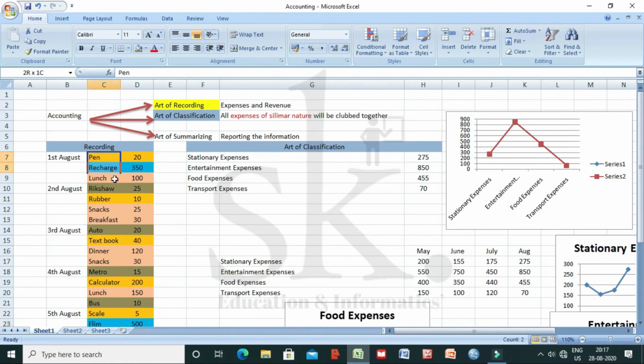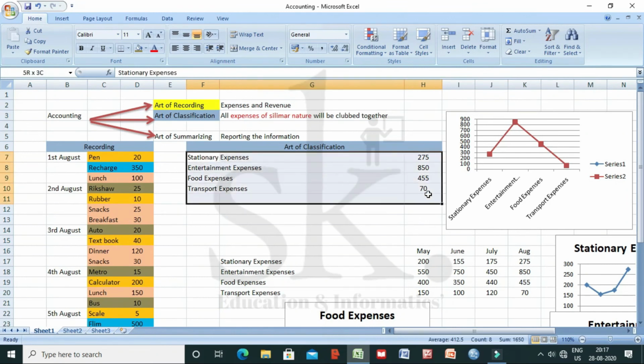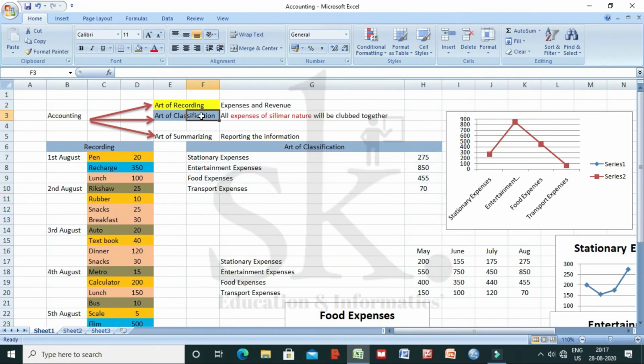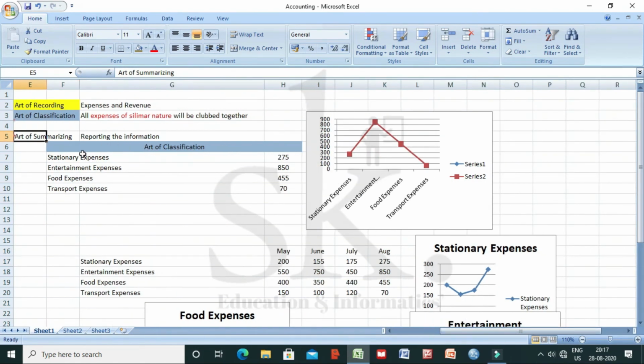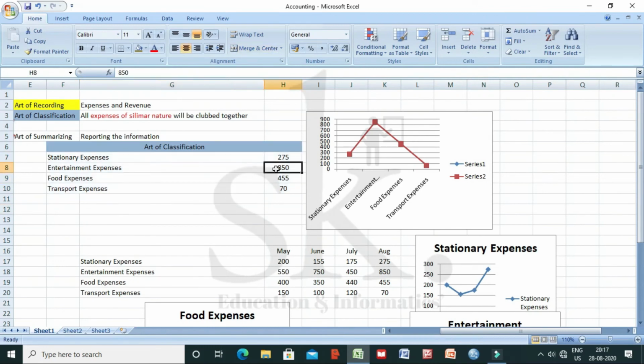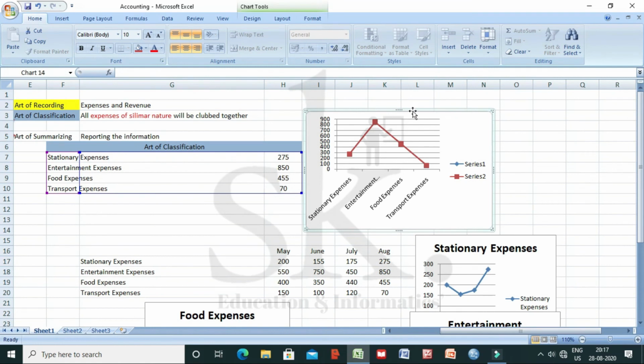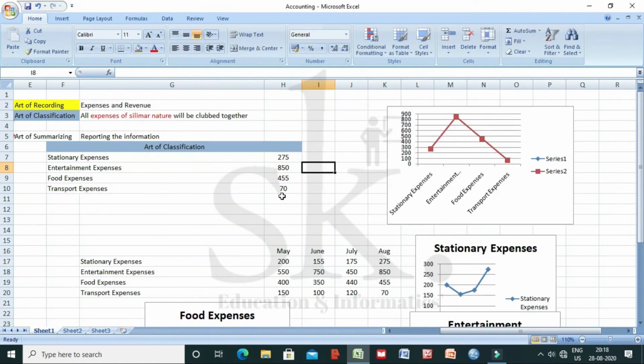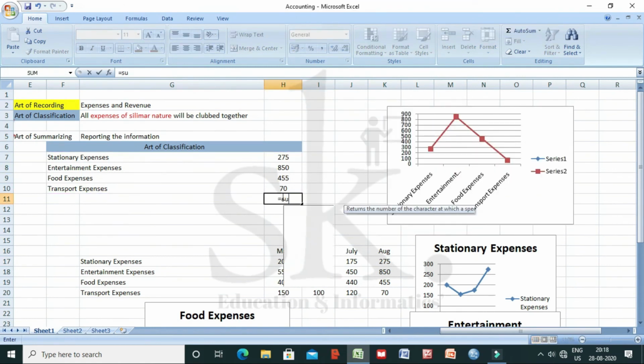Once we have recorded, so we recorded all possible transactions. After recording, we move to classification, we put certain heads, and once we have classified, thereafter we came to summarizing, where we are looking at, okay, what all expenses we have incurred and where we are making most of our expenses.